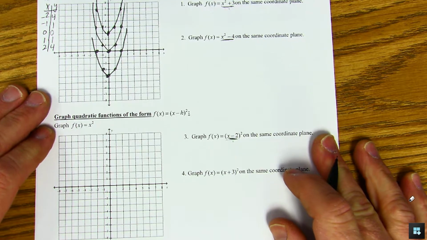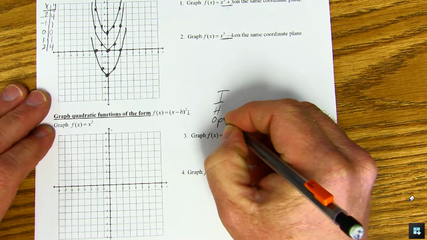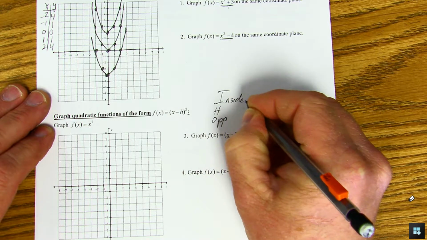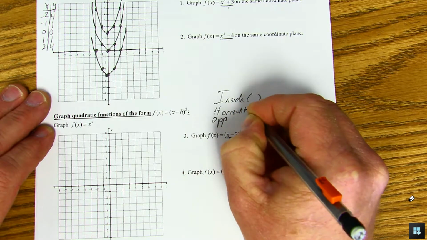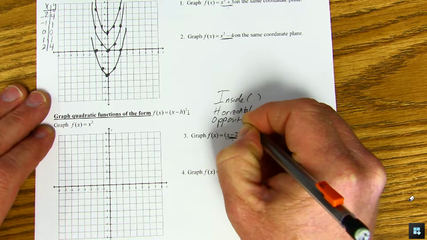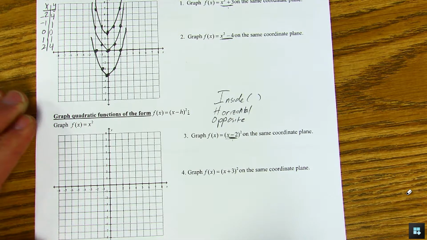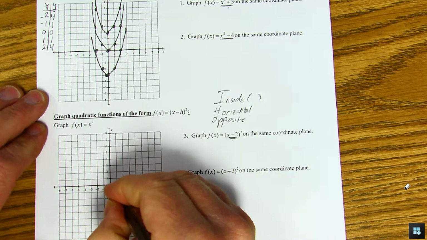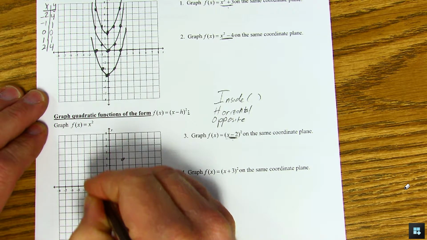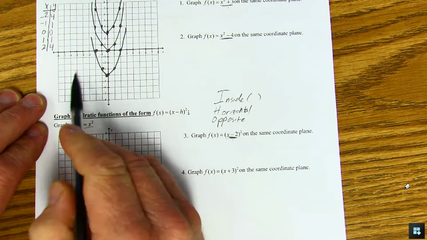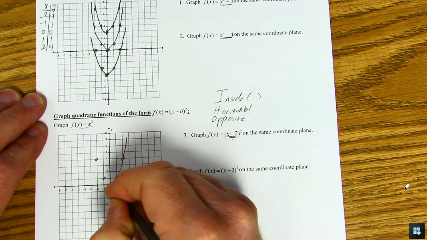Now let's take a look here. Again, my acronym is IHOP, which stands for inside, horizontal, opposite of what you think. So here we go. This is inside, so that's going to affect it horizontally. Again, our original points: 0, 0; 1, 1; 2, 4; -1, 1; -2, 4. That's our x squared. We graphed that. Right here is our table of values we used for that. There's our parabola. That's where we began.